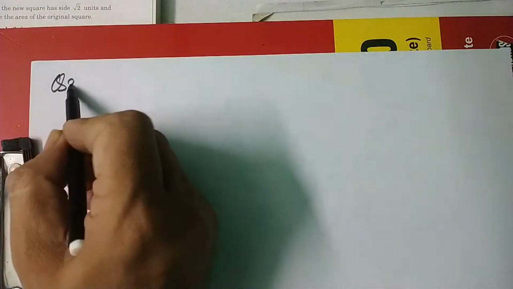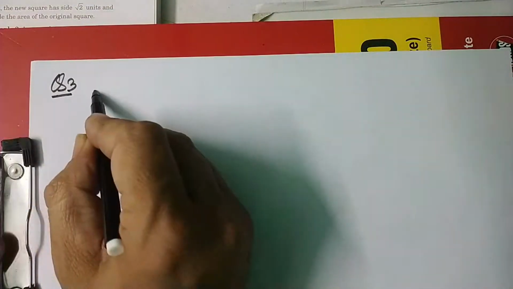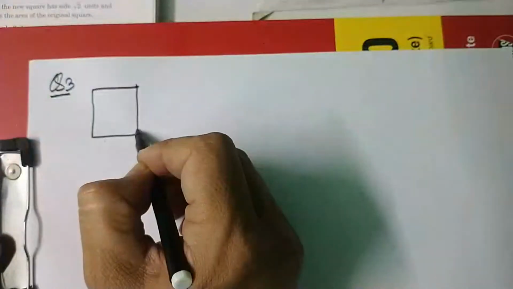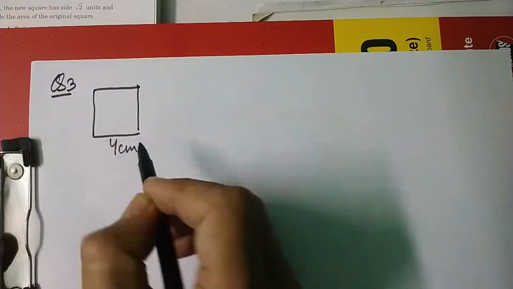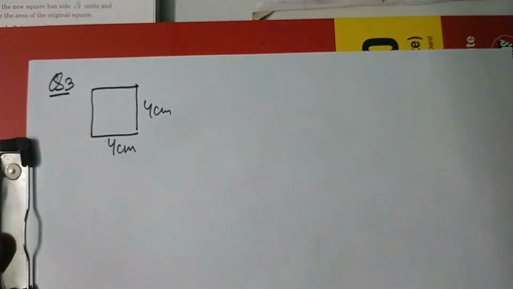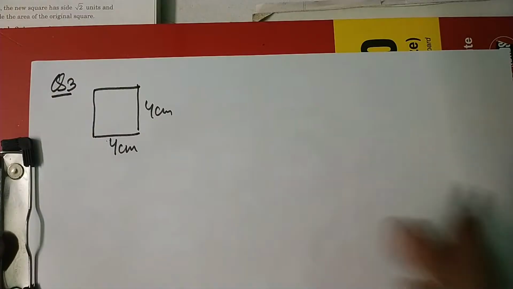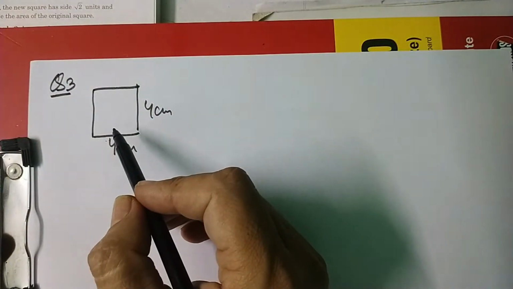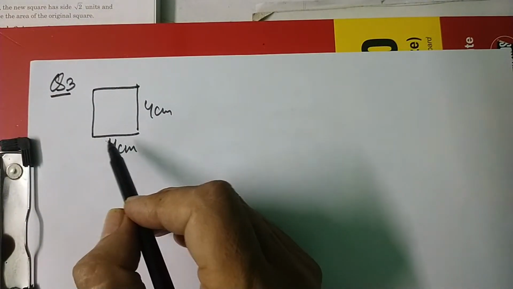Question number 3, so you can see these explanations later on. Draw a square with side 4. So you don't have to draw, you just tell the answer. Suppose there is a square whose side is 4, then all the sides will be 4. Now using Pythagoras theorem, construct a square with double its area.